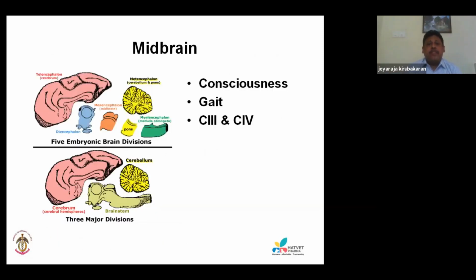Coming to the brainstem. The first part is important for your consciousness and for gait. And from there, you have cranial nerves 3 and 4 coming out of it. The neurons are situated there, and an axon comes out from that.